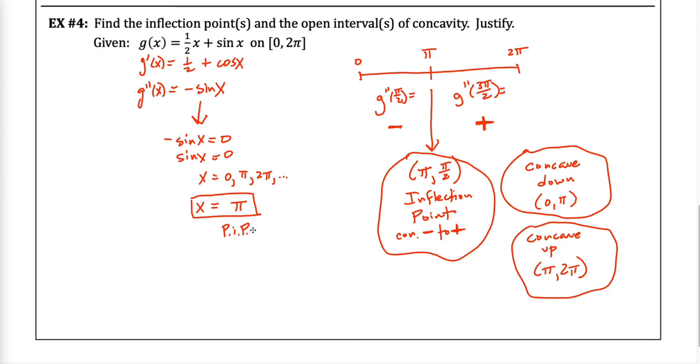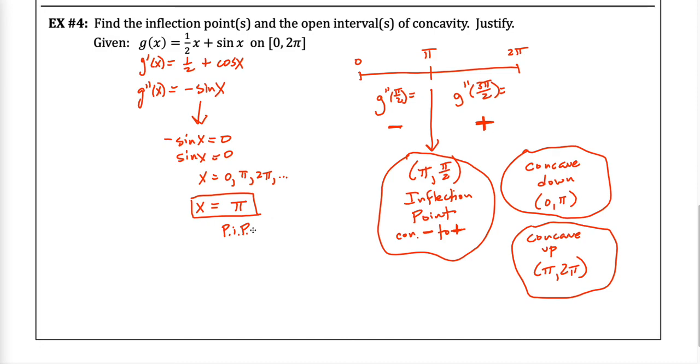So it doesn't have to be. It's kind of like how some of our points before weren't relative maxes or relative mins, they were just nothing. So they can be nothing. They're just possible ones. Yeah. Where did you plug in the pi to find the inflection point? Original function. So actual points come from the original function.